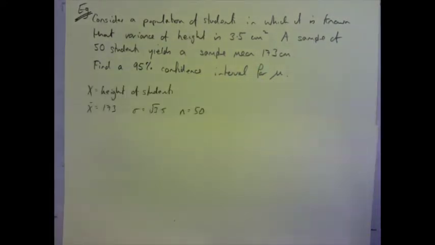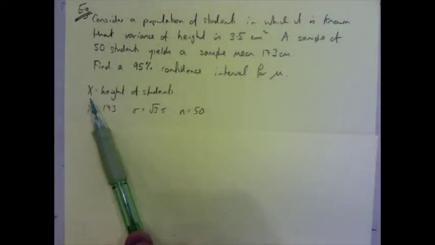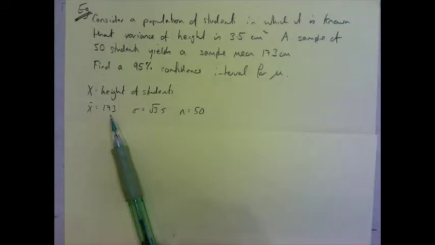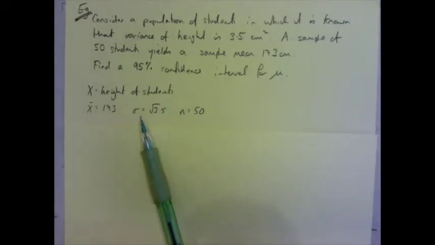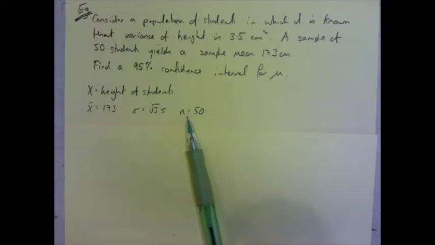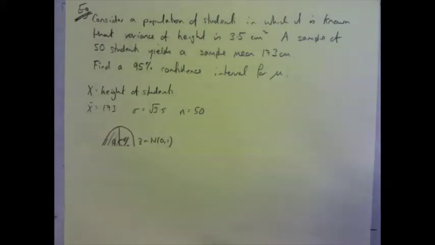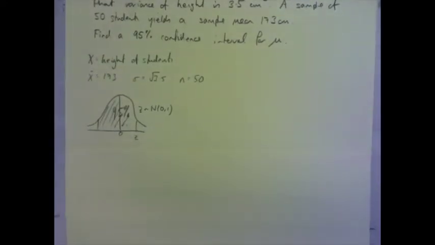So let's jot down what we know. I'm going to define my variable: X is the height. X bar is 173, sigma is root 3.5, and n is 50. The thing that I'm going to need to be careful to find is the corresponding z value. For this question, I'm asked to find a 95% confidence interval. So I put 95% into the middle of a standard normal distribution, and I want to know the corresponding z value.